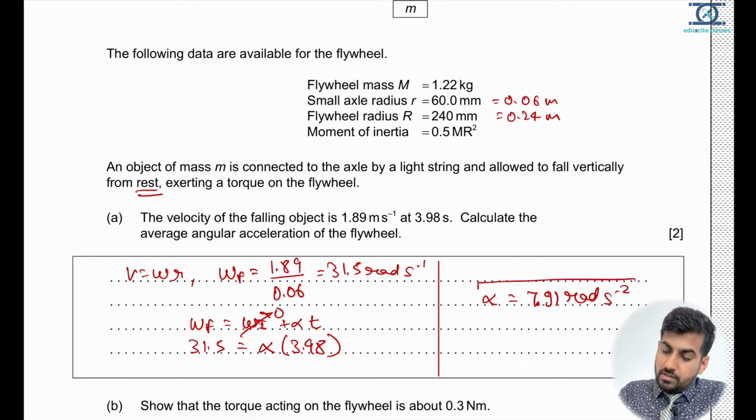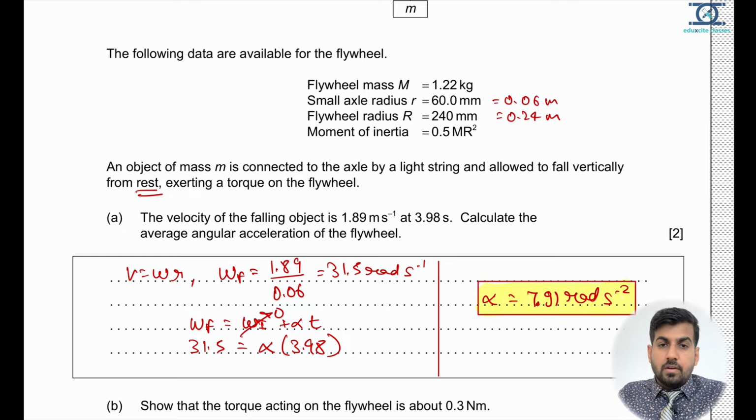I have already done the calculation to save time. You can do the calculation on your own calculator, and if you have any doubt you can comment below. Okay, so this will be the answer for part A. Now pause the video for part B.